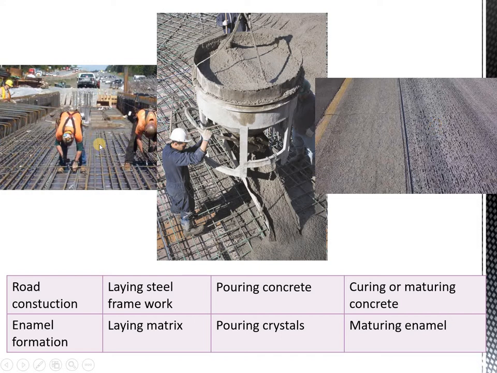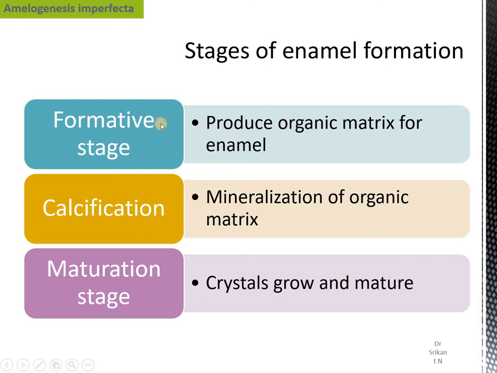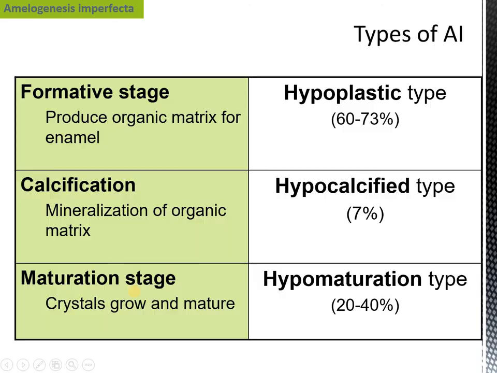So when you have a defect, you can have a defect in the formation of the matrix, in the formation of the crystals or in the process of maturation. Hence, defects in formative stage called as hypoplastic amelogenesis imperfecta, defects in the calcification called hypocalcified amelogenesis imperfecta, defective maturation stage called as hypomaturative amelogenesis imperfecta.